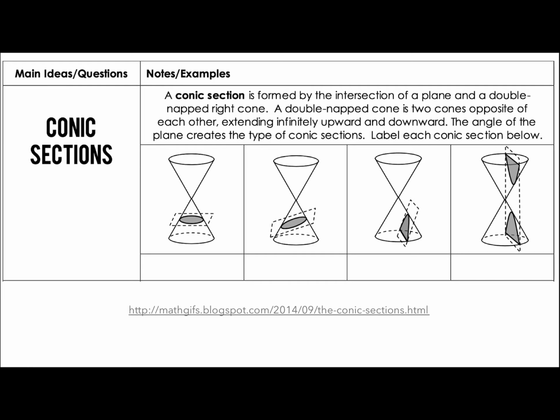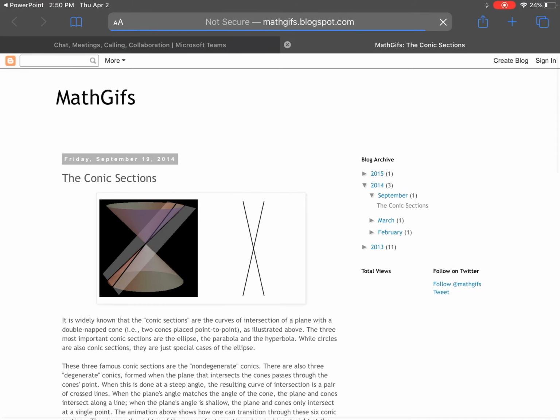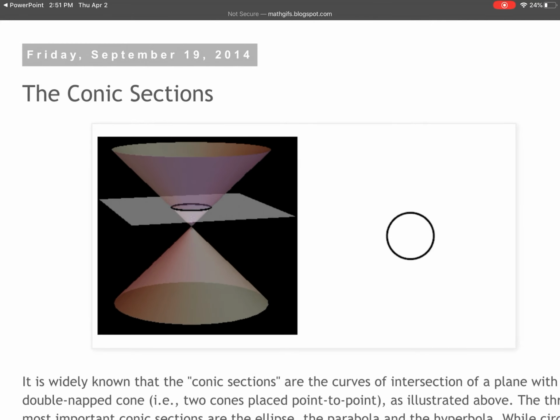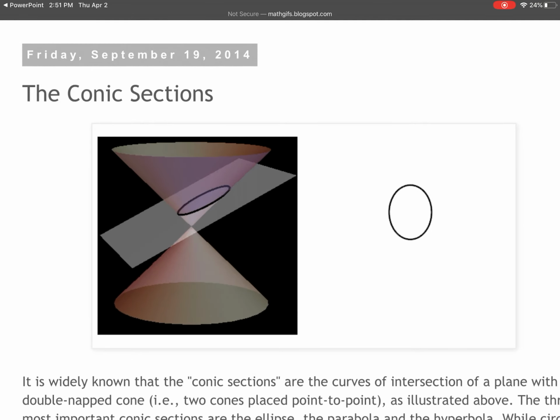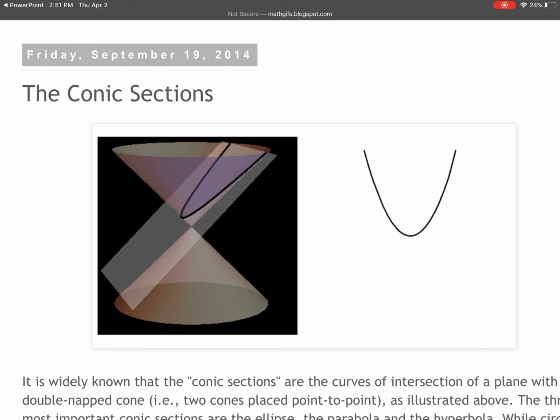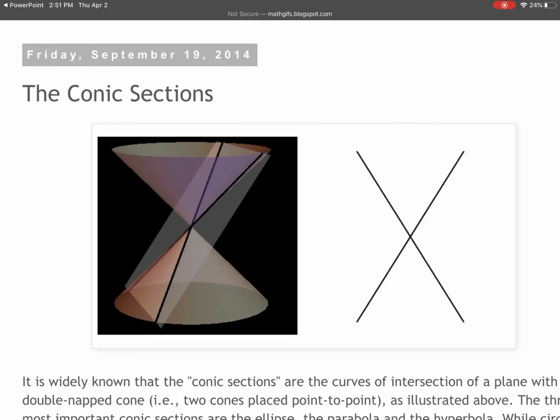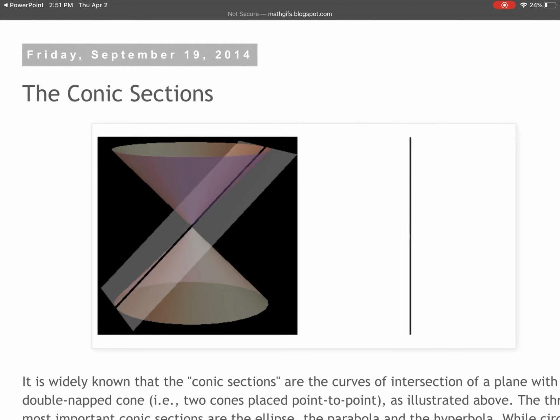Okay, so I have this really cool link that I found that shows the actual conic sections being created. So there you have a circle. That is what we call an ellipse, parabola, and hyperbola. So it's like a sheet of paper going through the double napped cone.